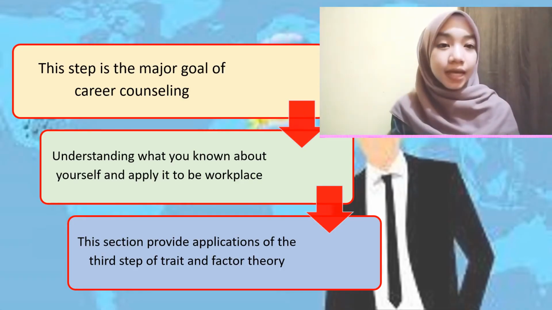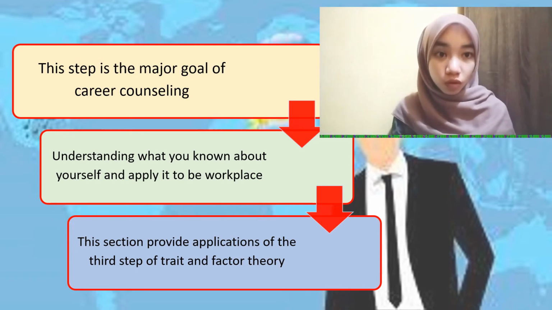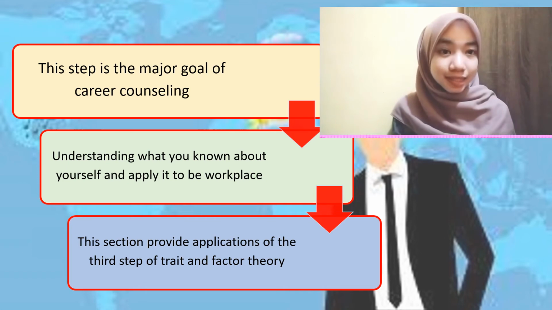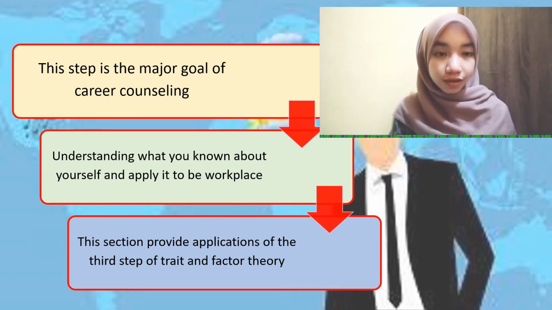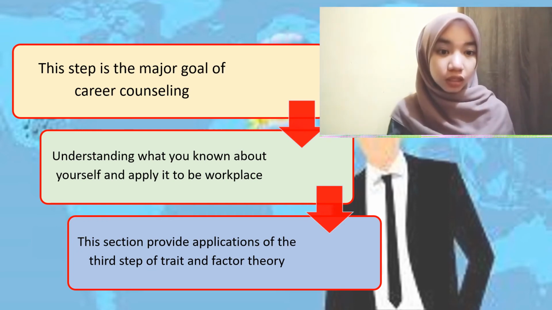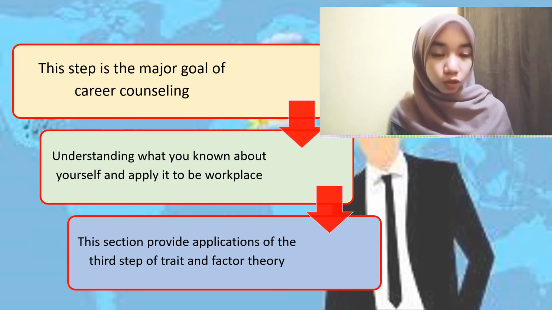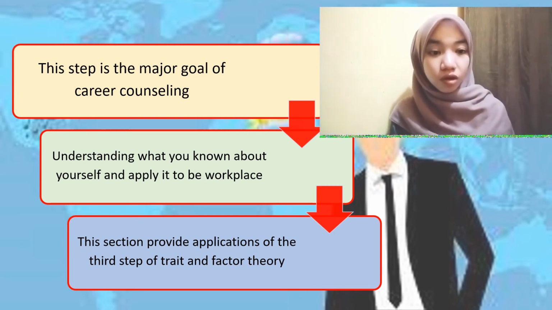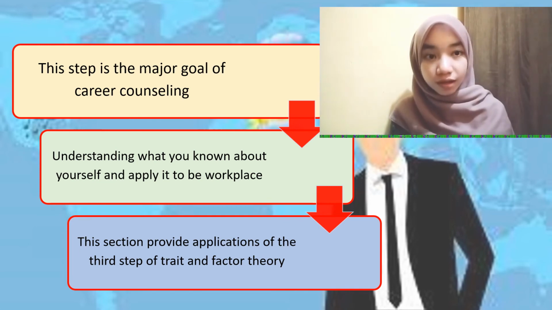Okay, next is integrating information about oneself and the worlds of work. This step is the major goal of career counseling. You will understand what you know about yourself and apply it to the workplace. These sections provide application of the third step of trait and factor theory through the use of the resume, followed by a suggestion for ways the counselor can help the client.